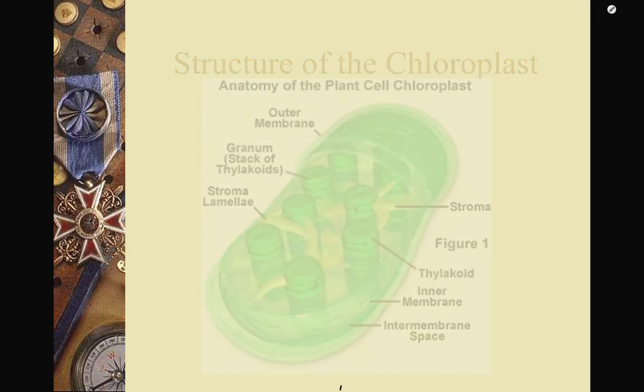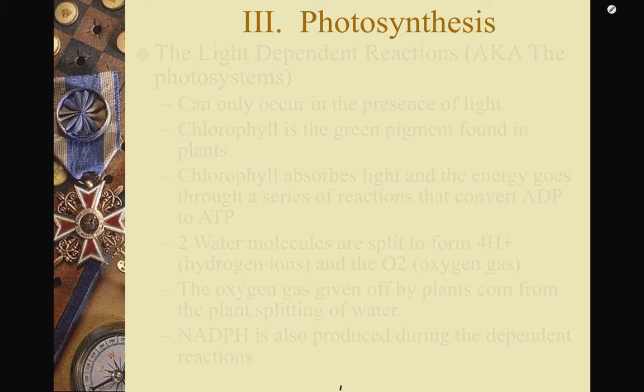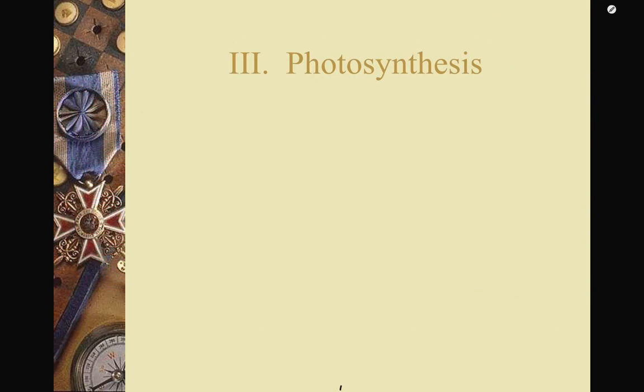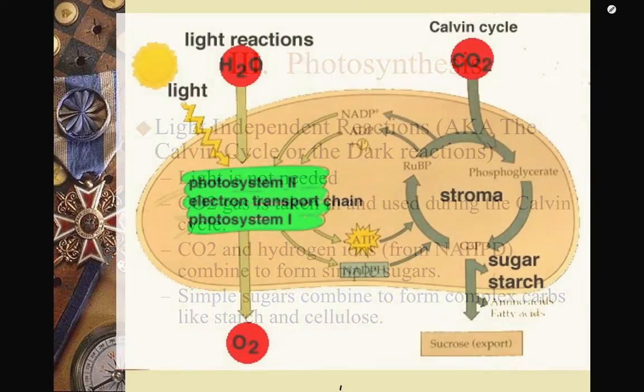Chloroplast is where it all goes down. Remember we've got light dependent, light independent. We've got ATP, it's used. We've got hydrogen ions. We make glucose.